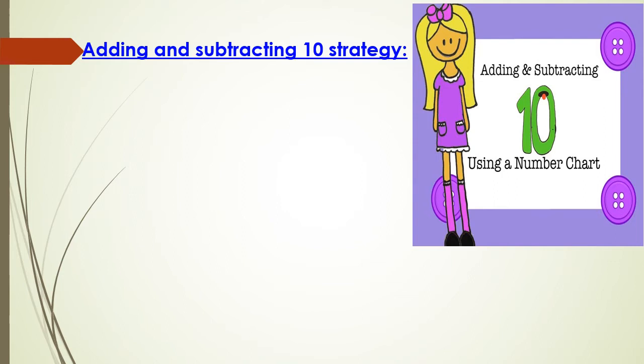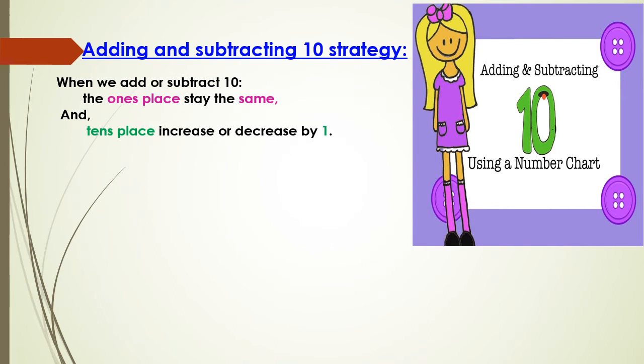Now we can start a new strategy, which is adding and subtracting 10. When we add or subtract 10, the ones place stays the same, and the tens place increases or decreases by 1. Again, when we add or subtract 10, the ones place will be as it is. I'll copy it with no changes, while the tens place will be increased by 1 in case of addition or decreased by 1 in case of subtraction.